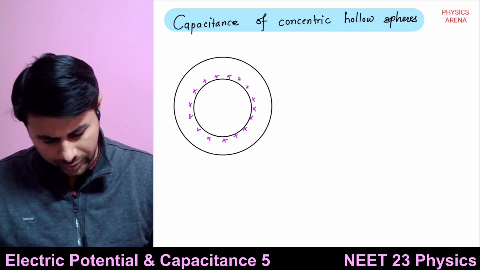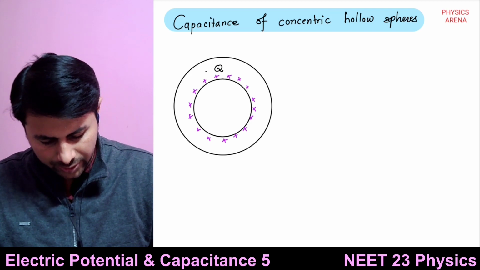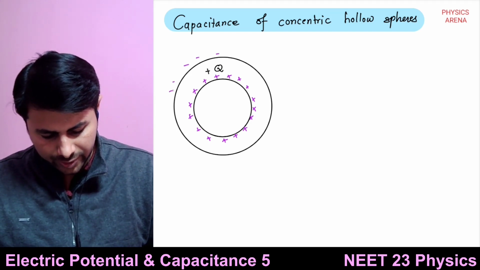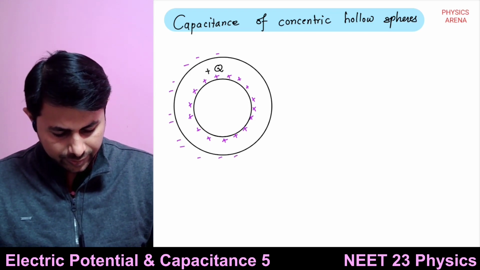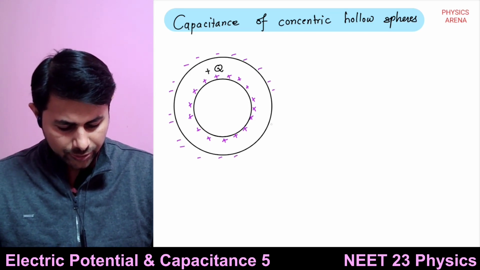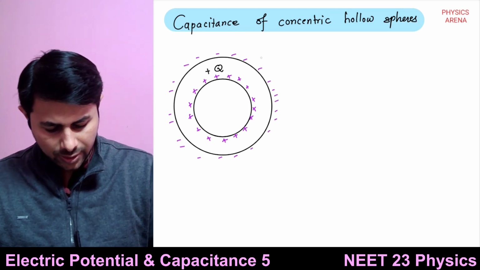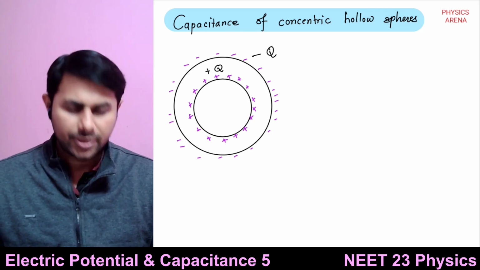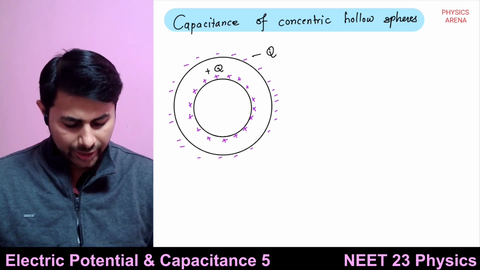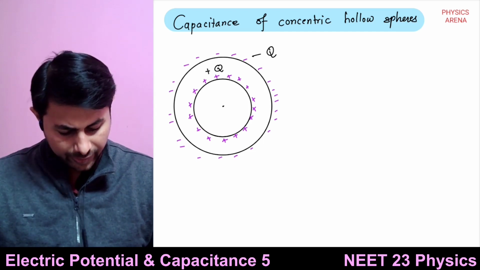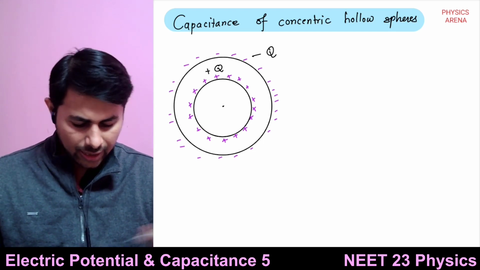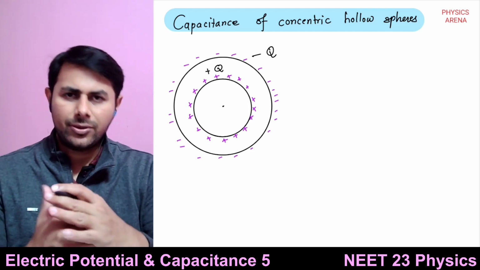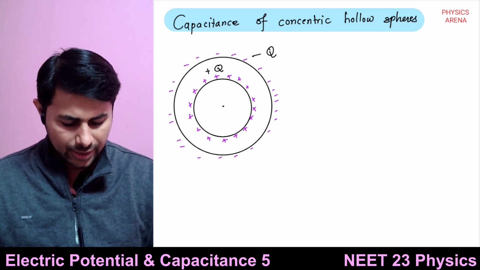Okay, the charge on the inner sphere is, suppose, plus Q, and the charge on the outer sphere is, suppose, minus Q. So I want to find out the capacitance of this kind of arrangement. We have two concentric spheres, right? And the outer sphere is, suppose, connected to the ground. That means we have taken the positive charge out of the outer sphere.